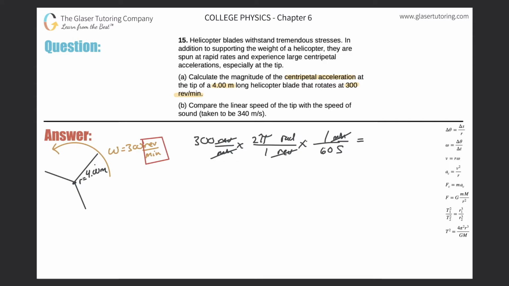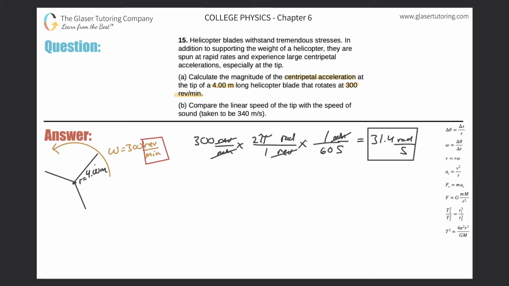All right, let's just calculate. So 300 times 2 times pi divided by 60, you get a value of 31.4, and that is radians per second. Now we are good to go because this angular velocity now has the correct physical units for using in our equations.